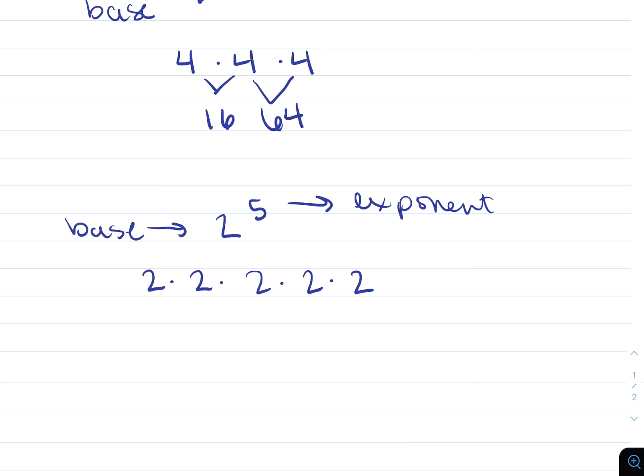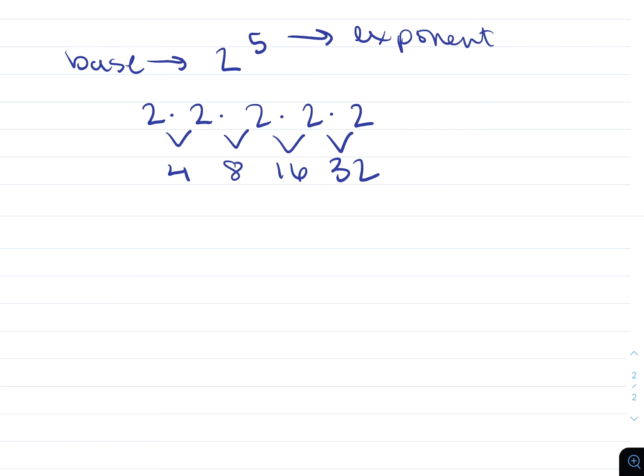So now we multiply. 2 times 2, which is 4. Then we times by 2 again, which gives us 8. By 2 again, gives us 16. Okay, one more time by 2 for 32.